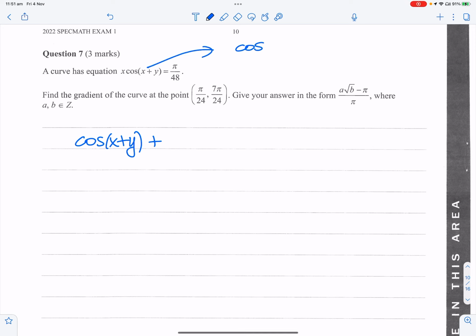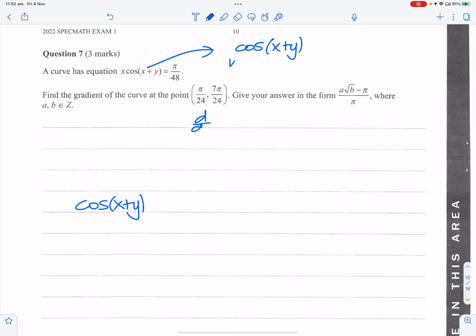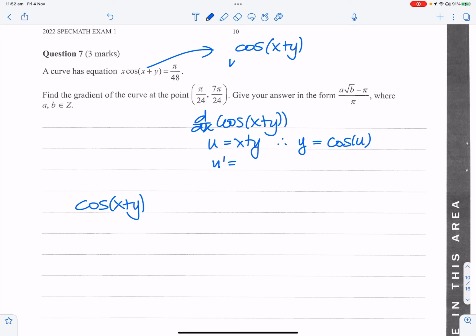If I've got cos(x + y), I'm going to put this down here actually. If I say d/dx of cos(x + y), we can say u is x + y, therefore y is equal to cos u. u' is going to be 1 + dy/dx when I derive that. dy/du is going to be negative sin u.